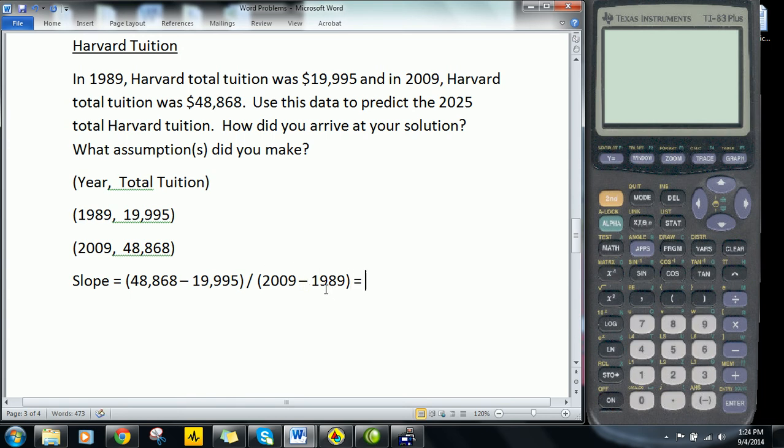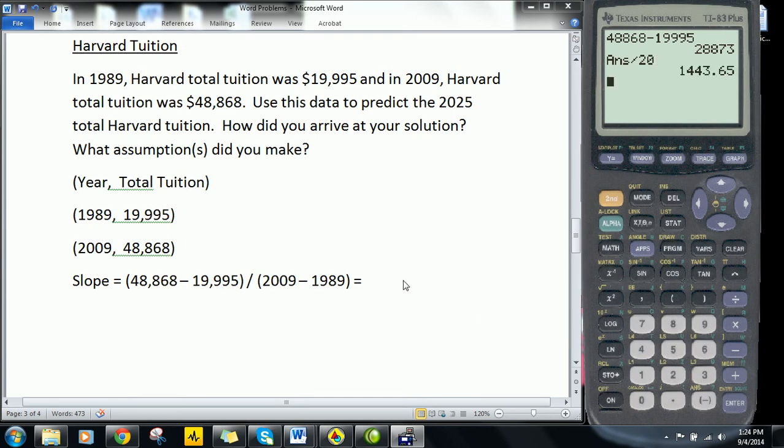And so if I do that out, 48868 minus 19995, I want to divide that by 20, which is the change in year, right? And I end up with this magical number, and it's dollars, $1,443.65 per year, right? My y value is total tuition in dollars, my x value is years. Okay, so, well, what does this mean?